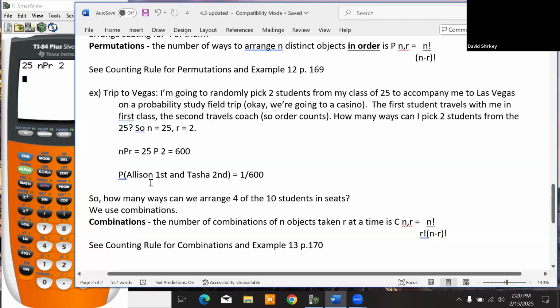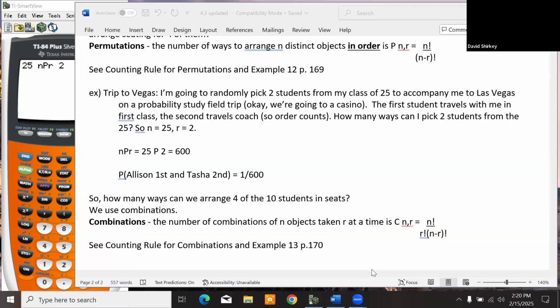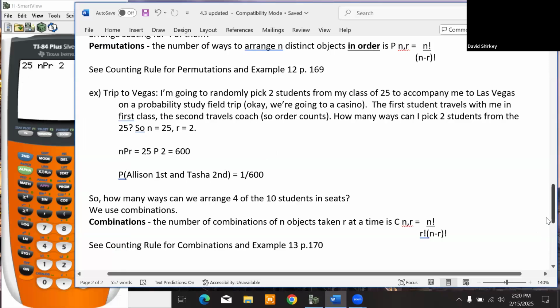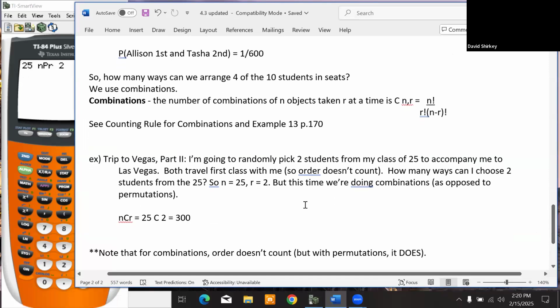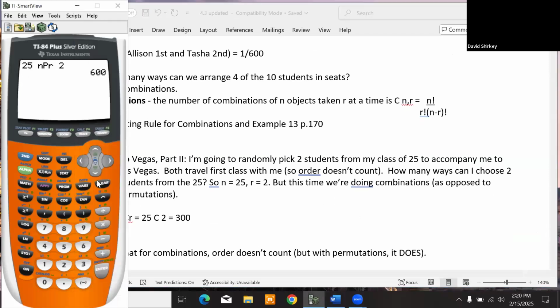So what's the probability that I pick my student Allison first and Tasha second? Well, that's going to be 1 divided by 600. That's one of those permutations out of those 600. So that's when order counts. Let me clear this.